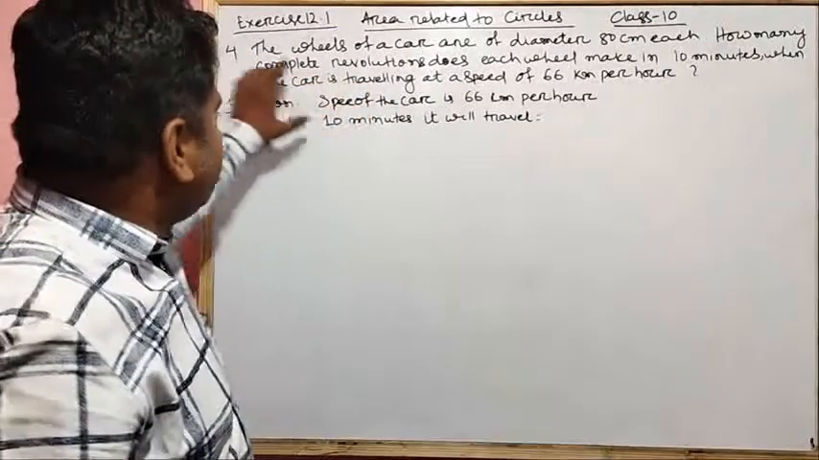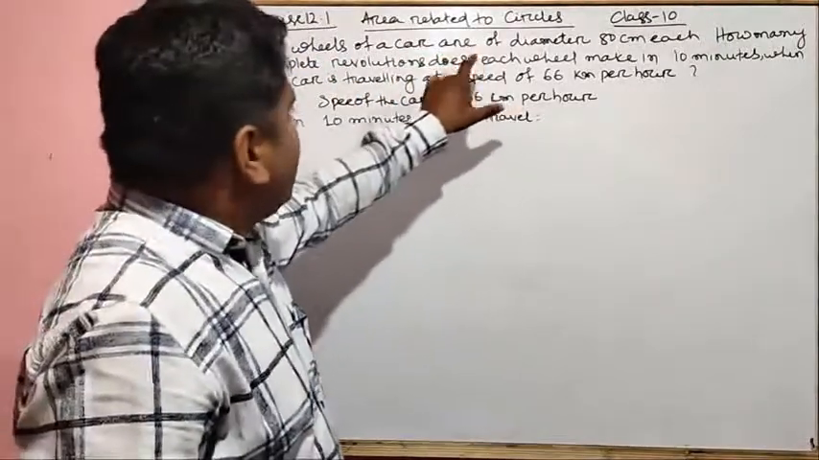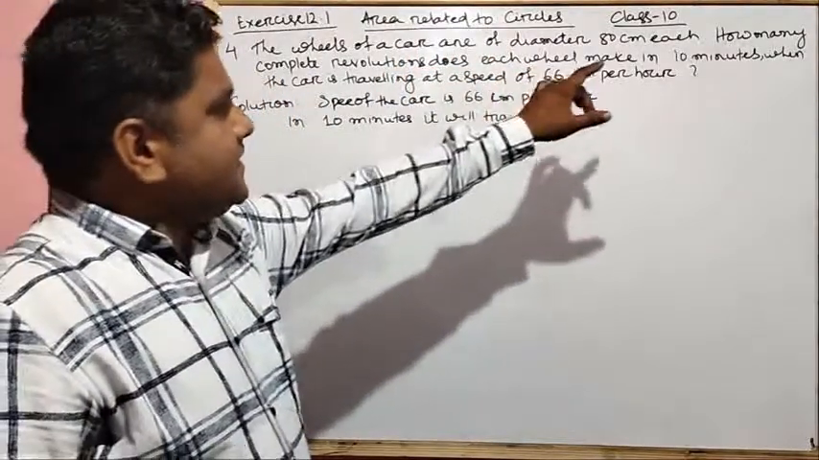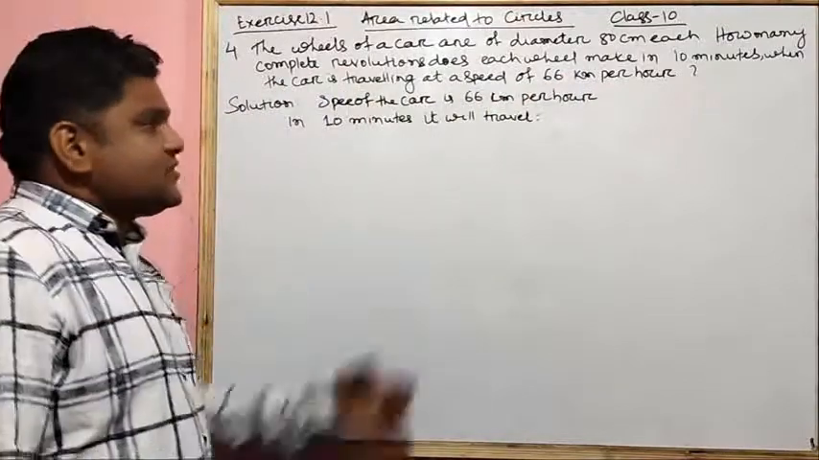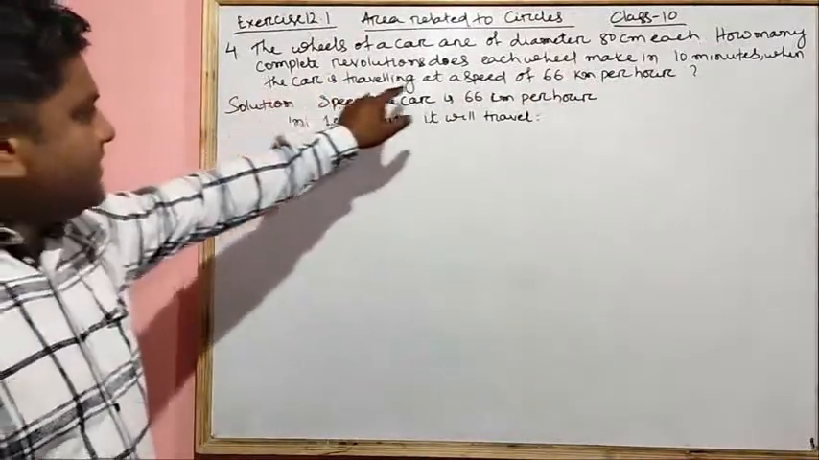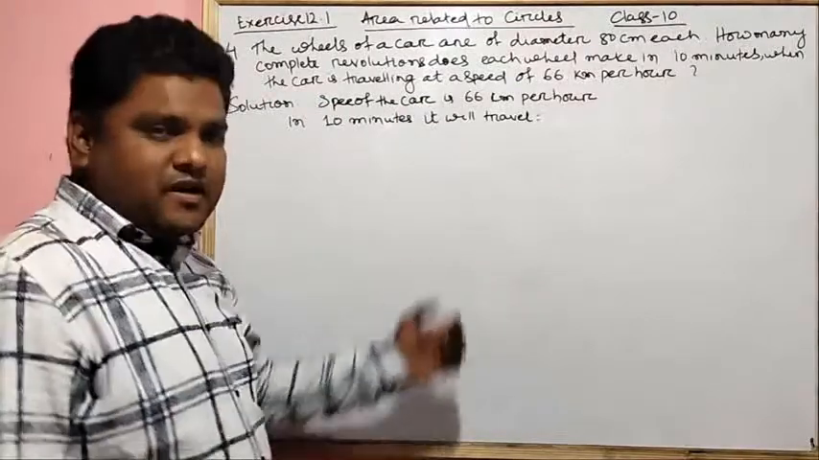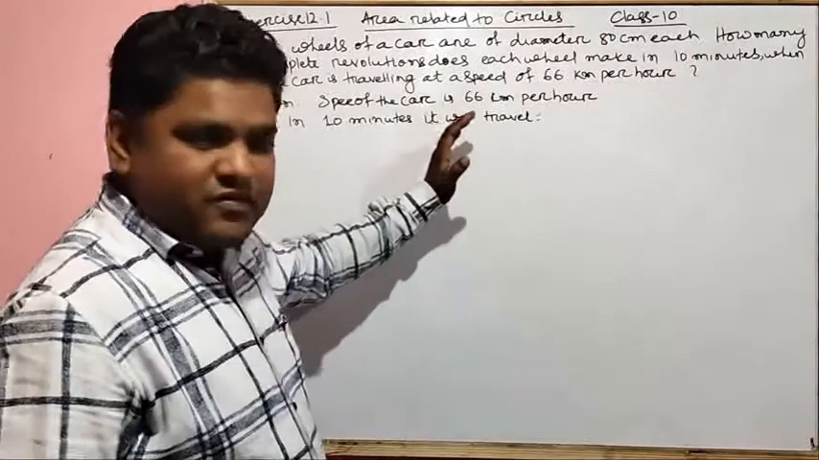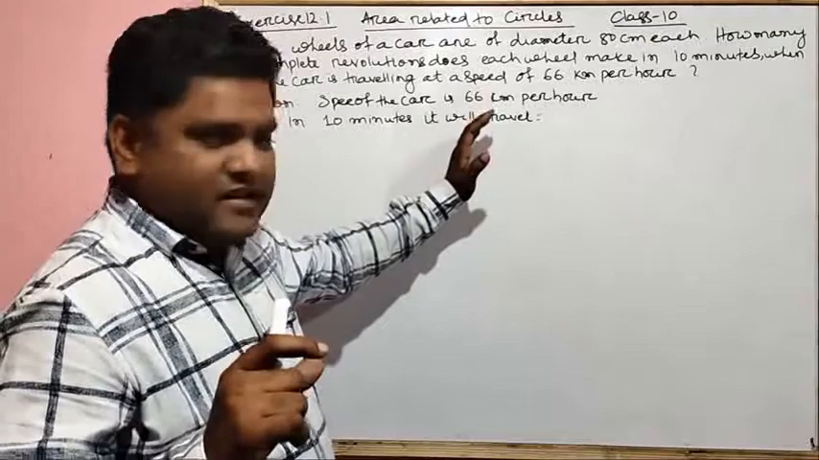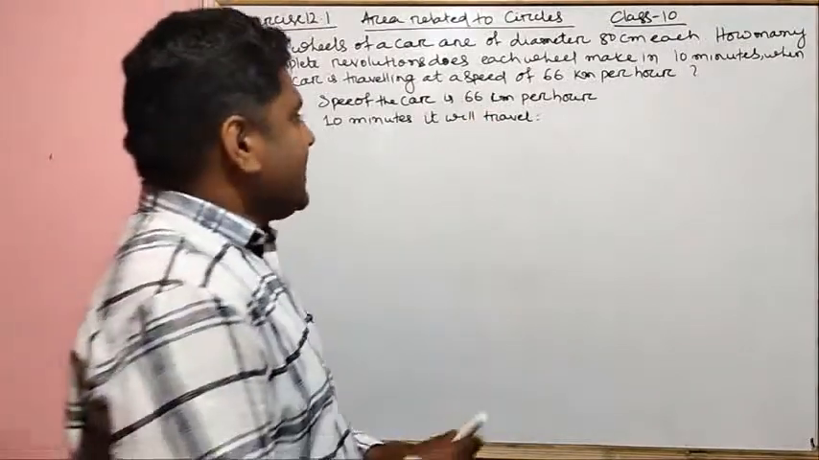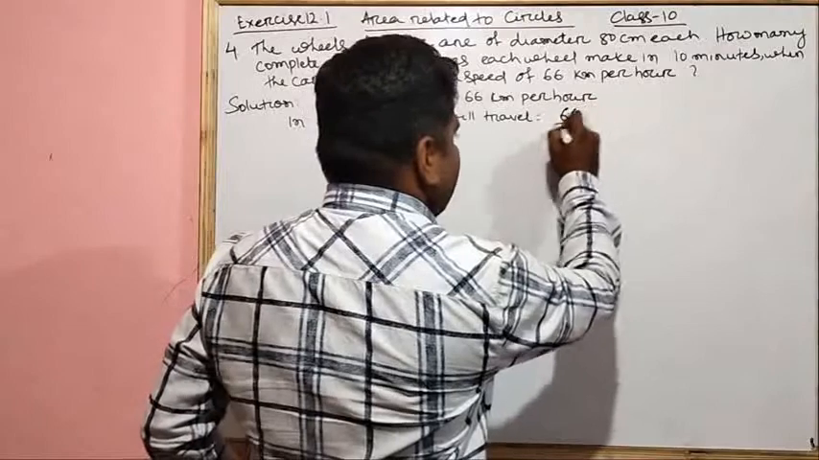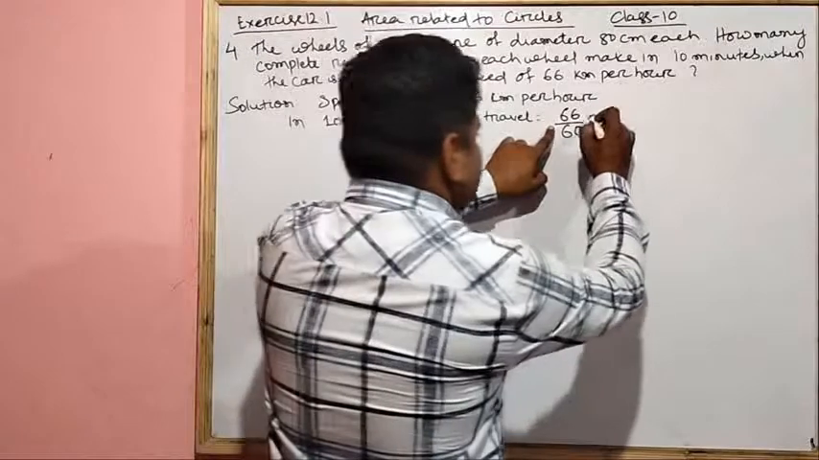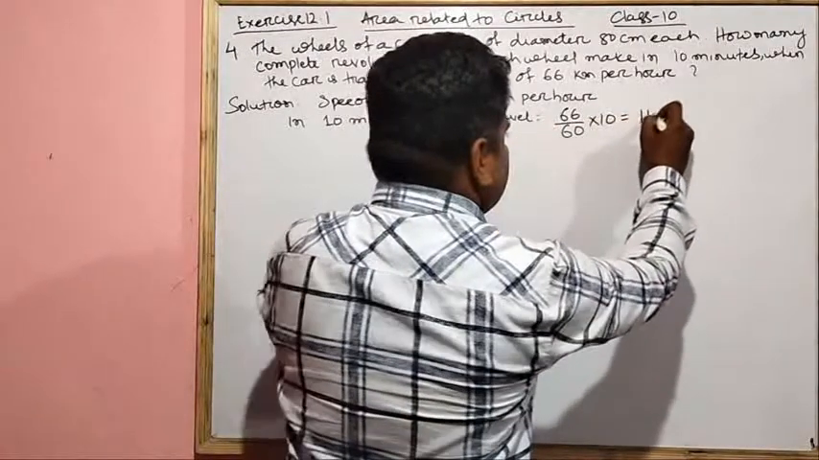Next is number 4. The wheels of a car are of diameter 80 cm each. How many complete revolutions does each wheel make in 10 minutes when the car is traveling at a speed of 66 km per hour? The speed of the car is 66 km per hour, so the car will move 66 km in 60 minutes. So in 1 minute the car will move 66 by 60 km. So in 10 minutes it will move 66 by 60 into 10. It will be 11 km.